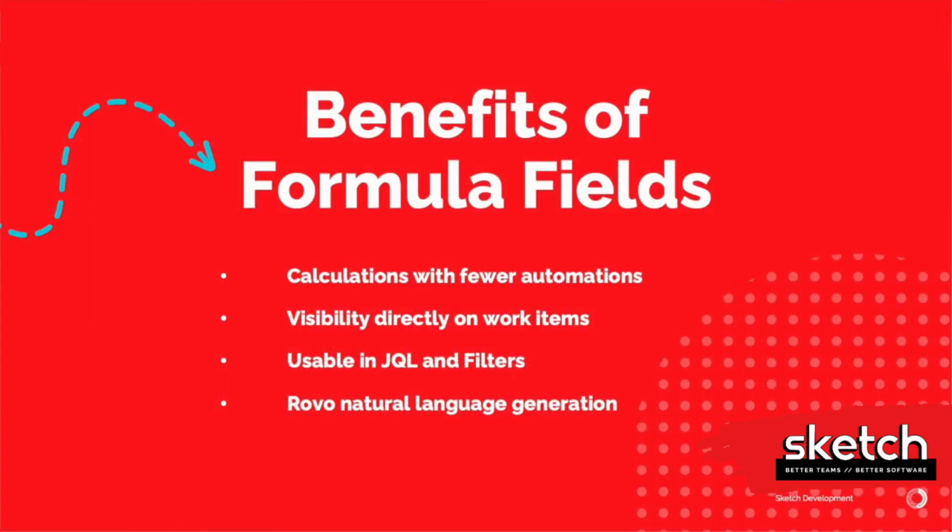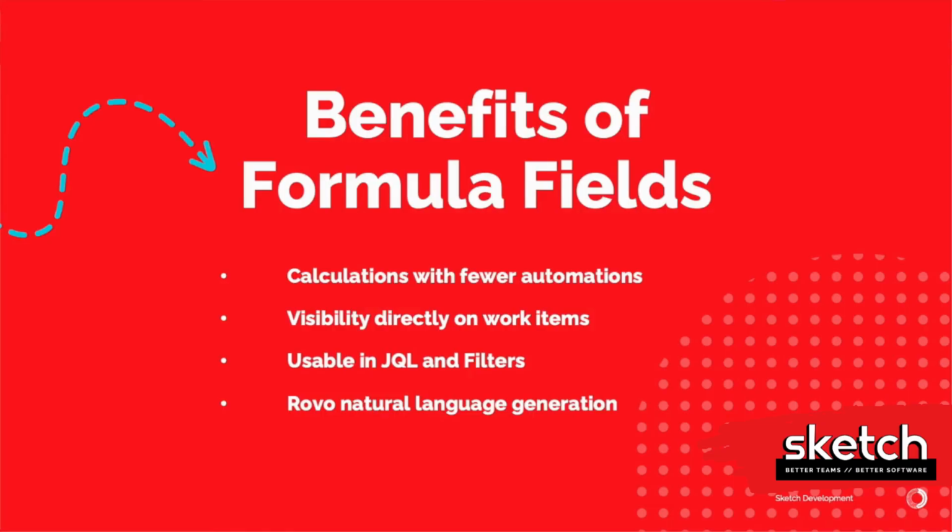And so the first one is going to be really calculations with fewer automations. So in the past, maybe you've done this, maybe you haven't, but you could use automation to do something similar to what we're doing with the formula fields here. The benefit from using the formula fields is going to be less automation rules to maintain and also less execution limits against your automation rule runs that you have in your instance.